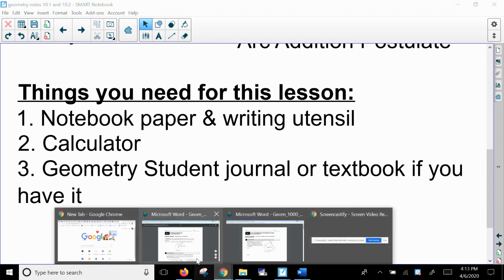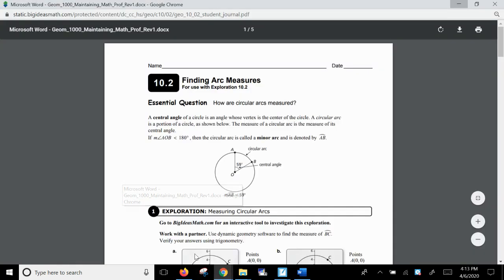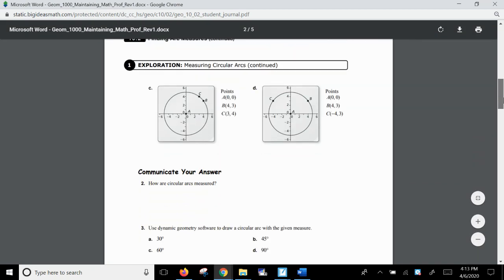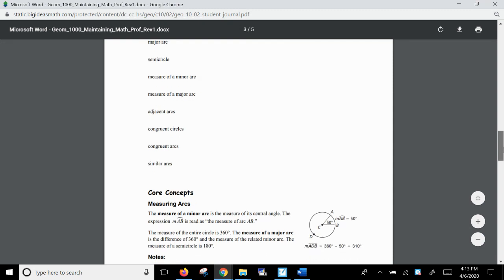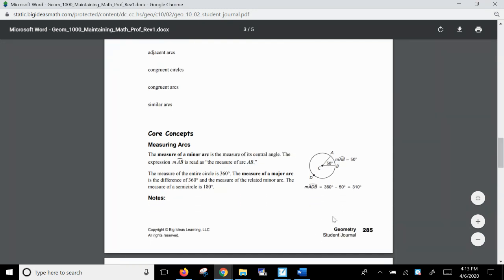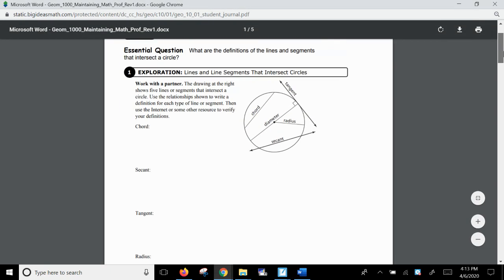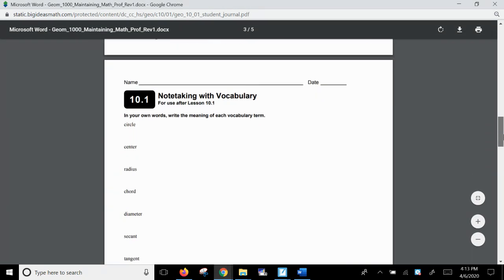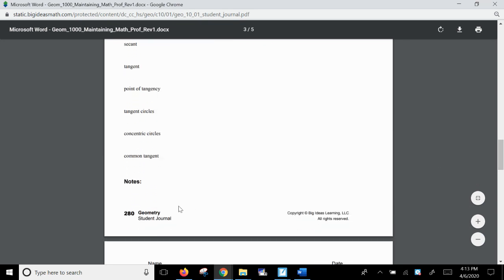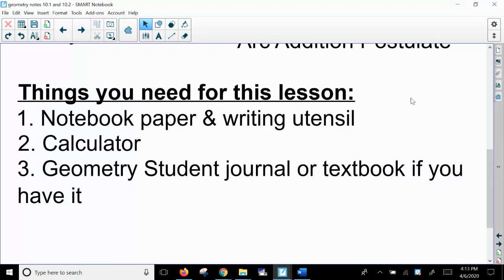Let me show you what it looks like. So this is section 10.2. This will be on Google Classroom. We will begin with the vocab on page 285. And then section 10.1, we skip all of this and we start with vocab on page 280. Okay? Alrighty. So let's roll.